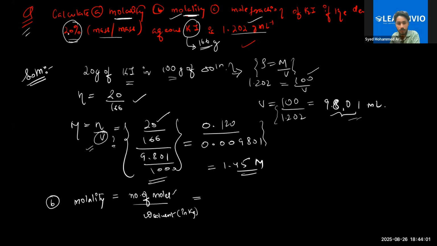What is given in the question is 20 gram mass by mass. That means 20 gram of solute is there, and the molar weight of this is 166 grams. So I divide 20 by 166. Now what is the weight of my solvent? I just need to subtract the 20 from 100, so I'll get the weight of my solvent, which is 80 grams. Am I correct?